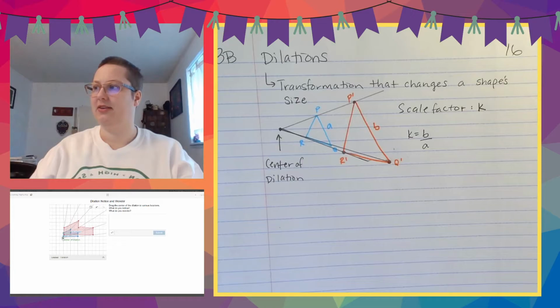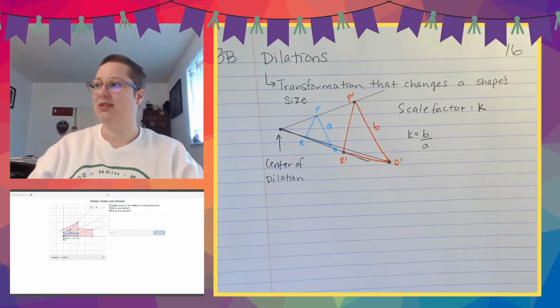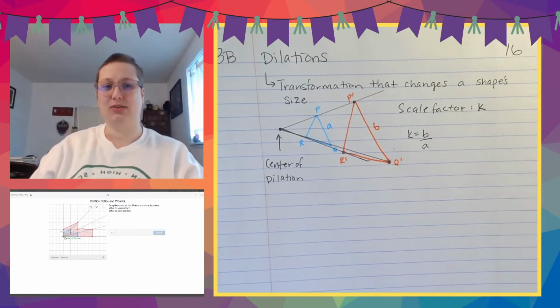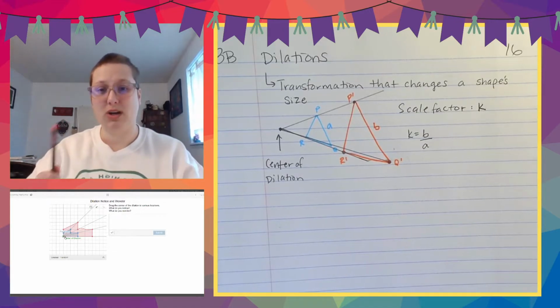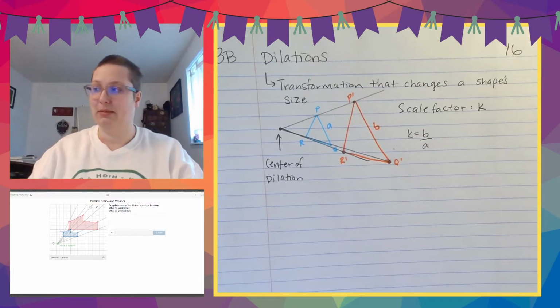And if the center of dilation is one of the points, then it gets bigger from that point. But notice that it is moving it around. So dilations don't just change the size, they also change the shape. But the important thing to remember is that it does change its size, right? So this red shape is bigger than the blue shape. This is the image and this is the pre-image.